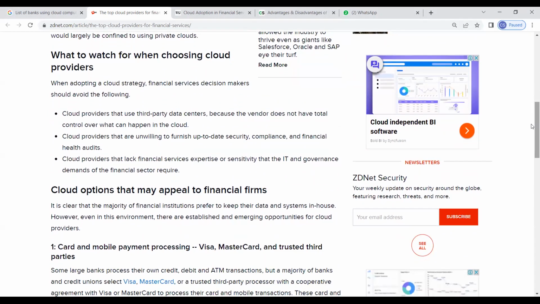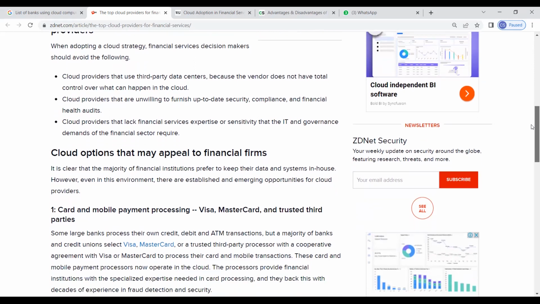So when choosing a particular cloud provider, what is needed is the cloud providers will use third party data centers, because the vendor does not have total control over what can happen in the cloud. Cloud providers that are unwilling to furnish up to date security, compliance, and financial health audits, and also cloud providers that lack in financial services expertise or sensitivity that the IT and governance demands of the financial sectors require.